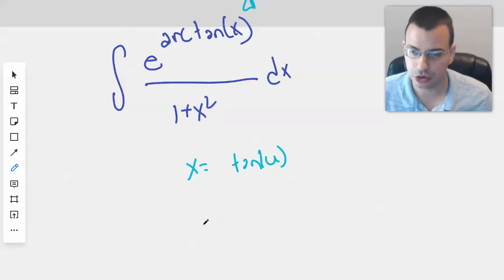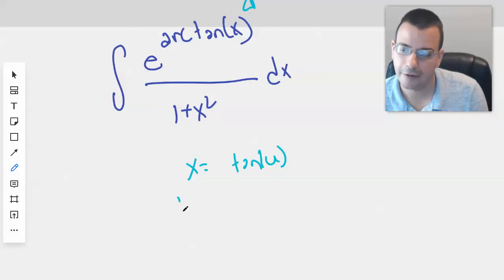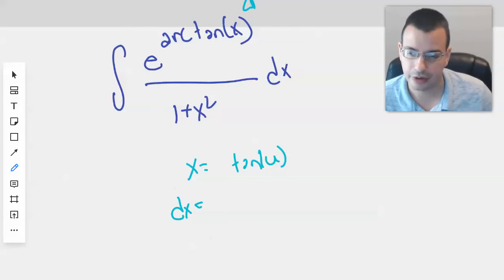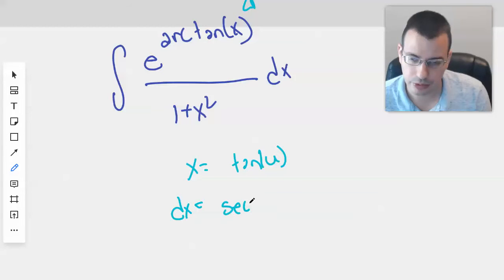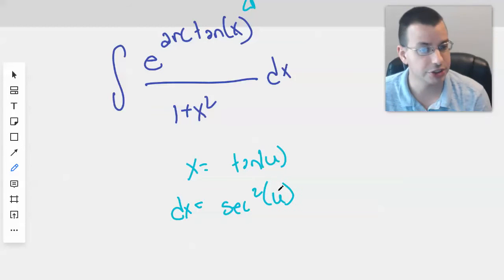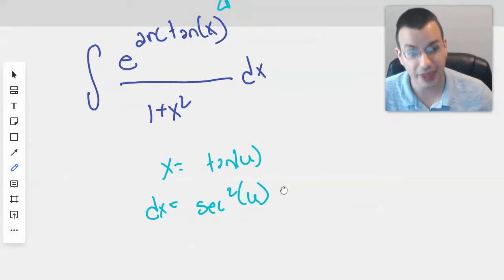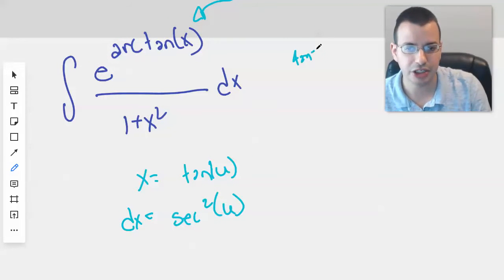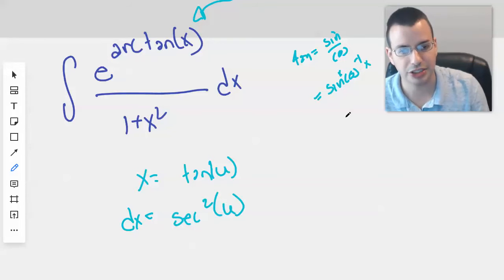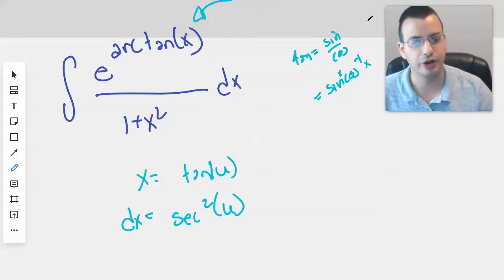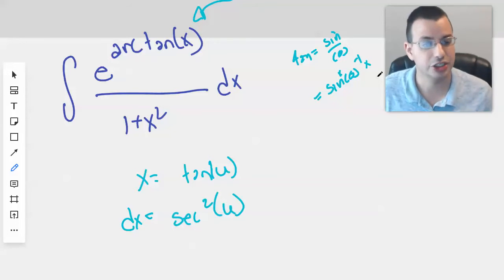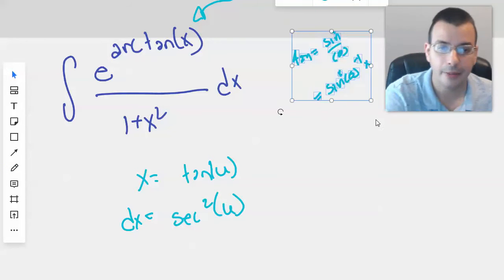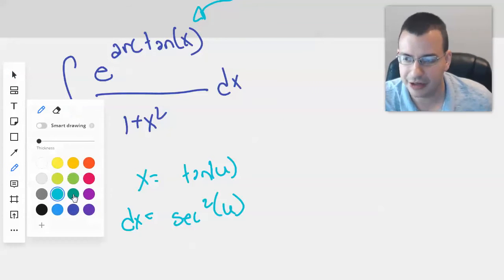So we have x equals tangent of u, dx equals secant squared of u du, because the derivative of tangent of u is secant squared. You can find that out on your own using tangent equals sine over cosine, which is sine times cosine to the negative 1. Then you do the product rule and then the chain rule, and eventually you get secant squared of u. But it comes up enough that it's worth memorizing.